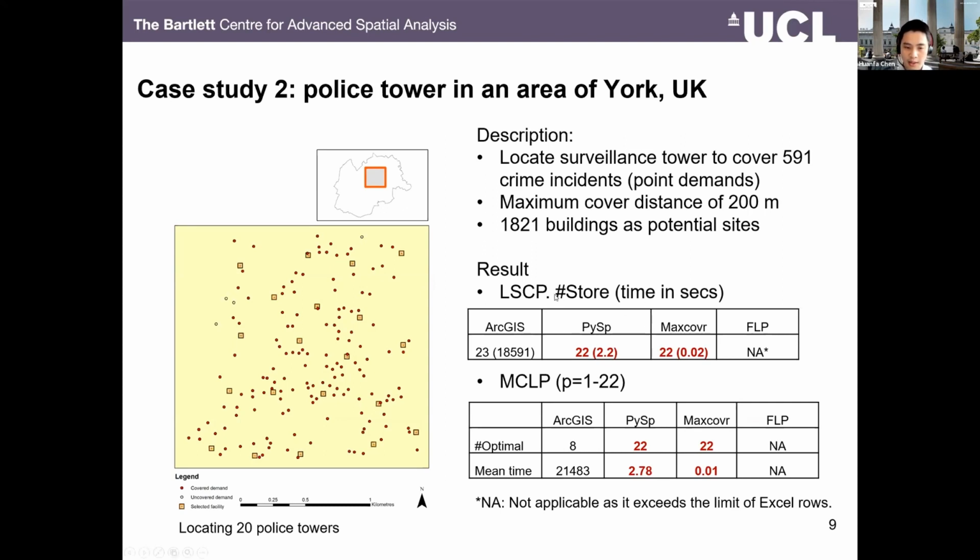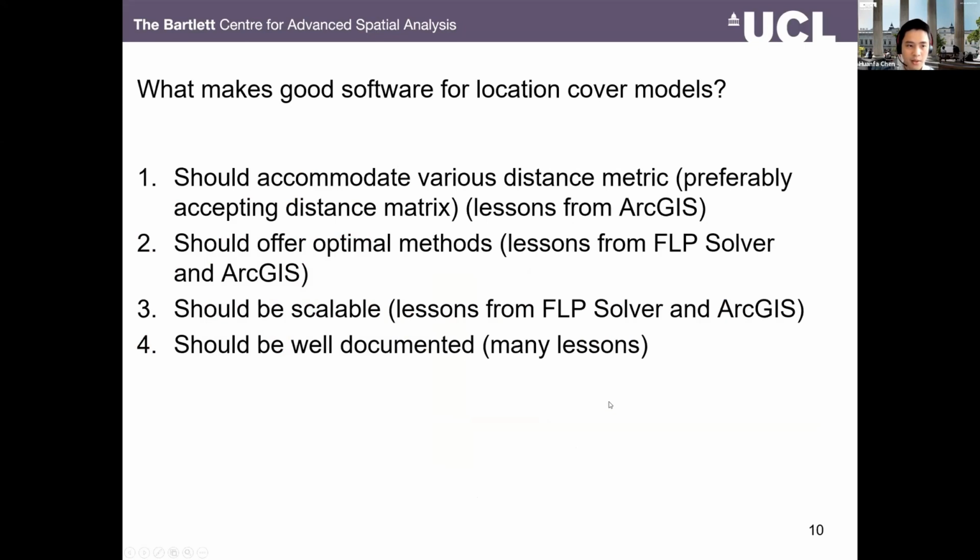As a result, in the LSCP, we can see that the optimal solutions is obtained by PySpatialOpt and MaxCoverR, but not from ArcGIS. And FLP Solver is not suitable in this case because it exceeds the limit of the Excel rules. And for the MCLP, the PySpatialOpt and MaxCoverR obtained optimal solutions for all of them, but ArcGIS only obtained 8 out of 12 problems.